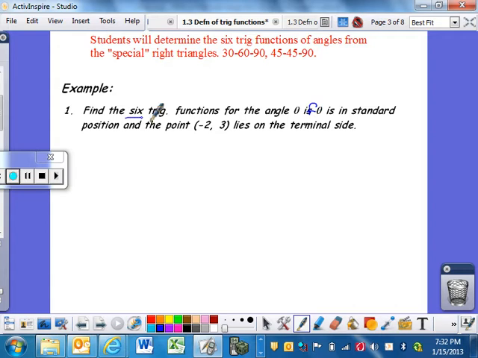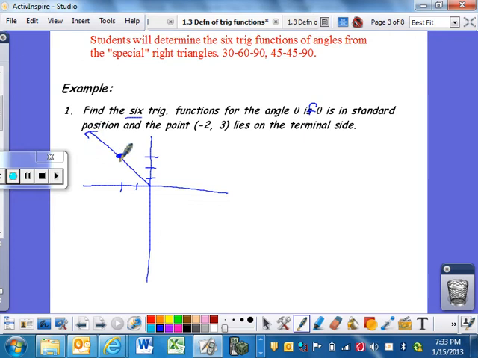So I'm going to find the six trig functions, all of them, in standard position of the point (-2, 3). So here's what needs to happen. You need to draw this out. Plot the point (-2, 3). So I need to go 2 to the left, 3 up. That puts me in quadrant 2. So I have a terminal side of my angle going through there.